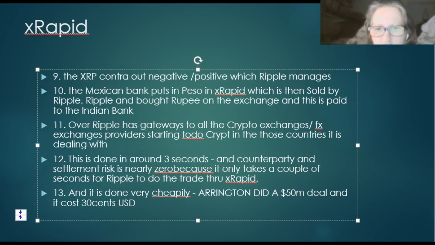That's why they want to open up gateways and exchanges in all the different countries, so they can use xRapid properly, and that's pretty much what they're doing. Now, all this is done in around 3 seconds. So counterparty risk and settlement risk is about 0.